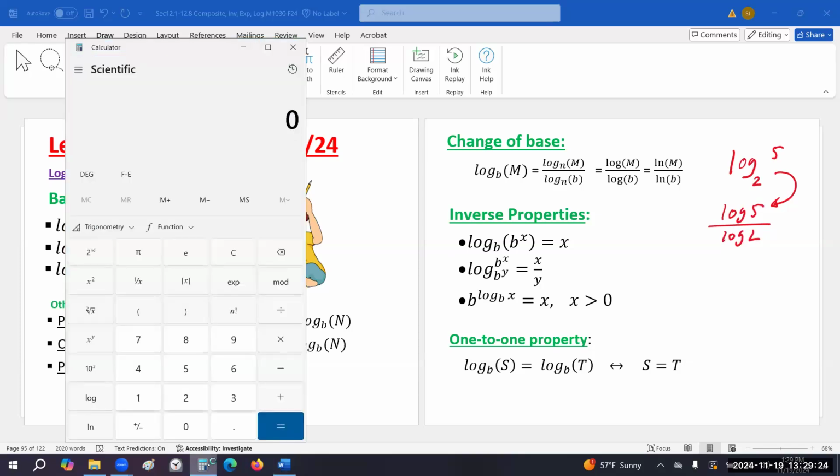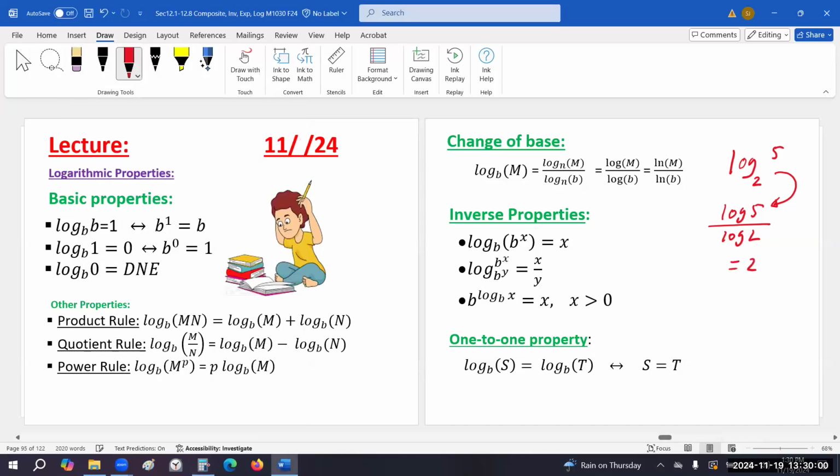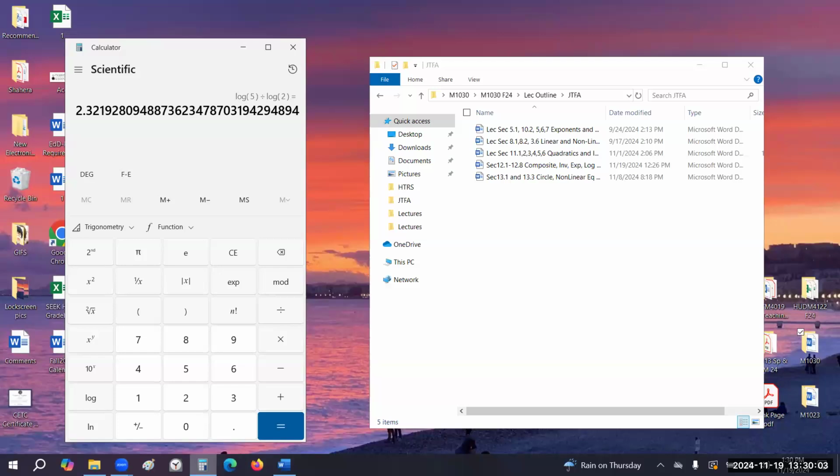Look at here. This log doesn't have any base. When you don't have any base, you have base 10, an invisible 10. So our calculator has base 10. So in order to find log base 2 of 5, we can write log base 10 of 5 divided by log base 10 of 2. So in the calculator, we simply write 5 log divided by 2 log. And this answer is 2.3.